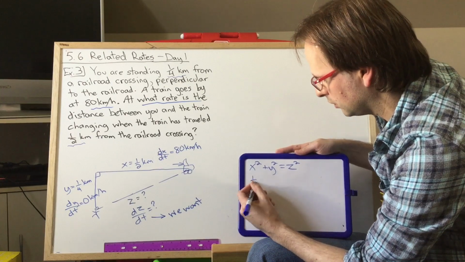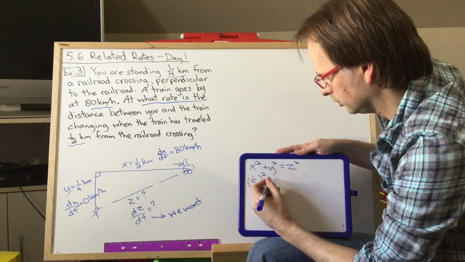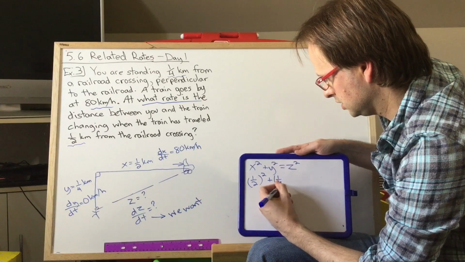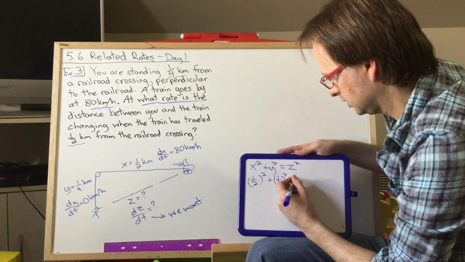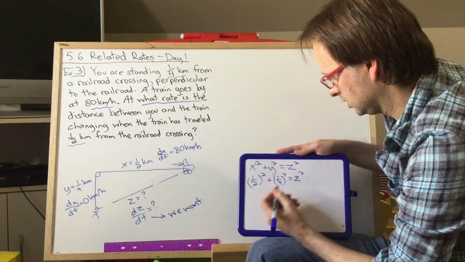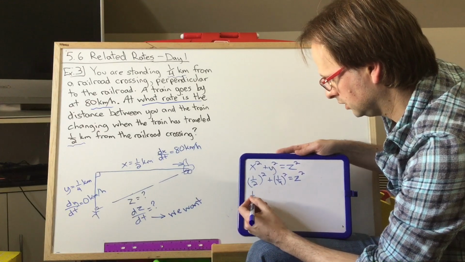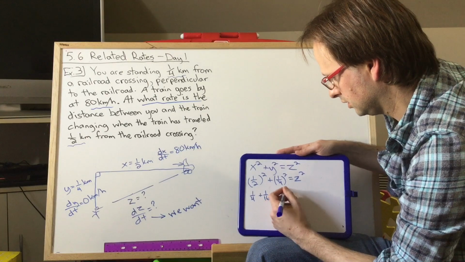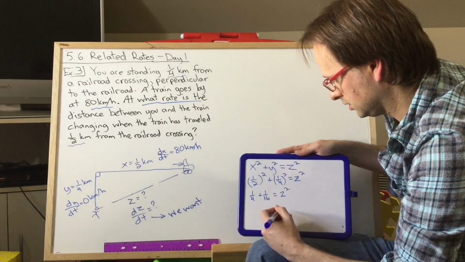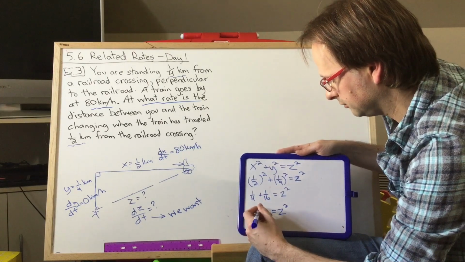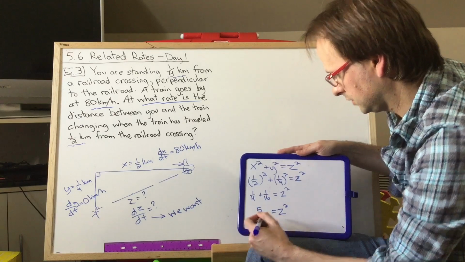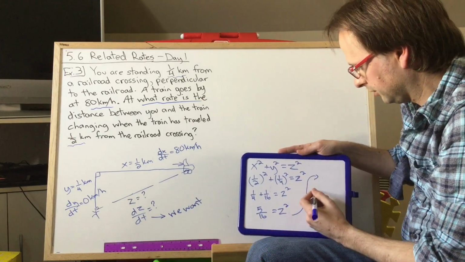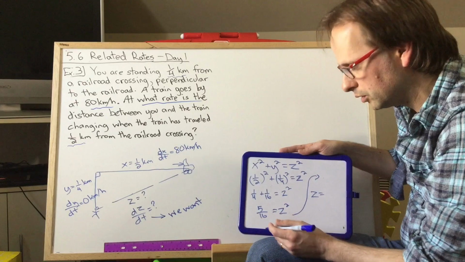So that's a half squared plus a quarter squared equals z squared. Okay, so that would be a quarter plus a 16th is z squared. Z squared would be 5/16. Or if I simplified here, I'm going to get z is the square root of this.